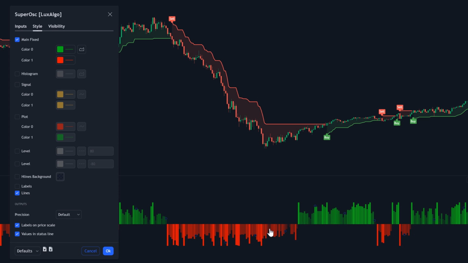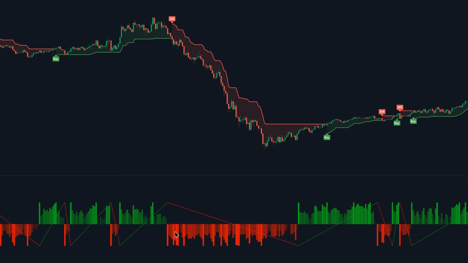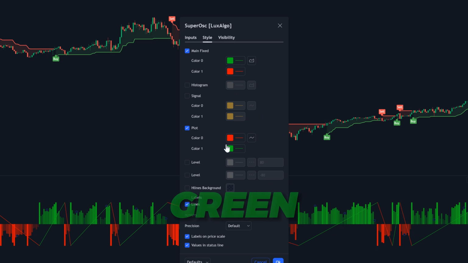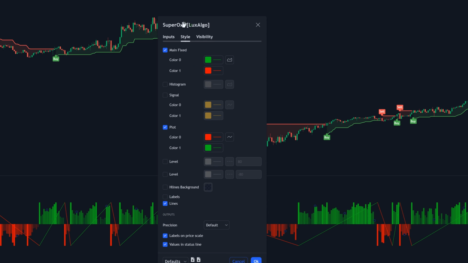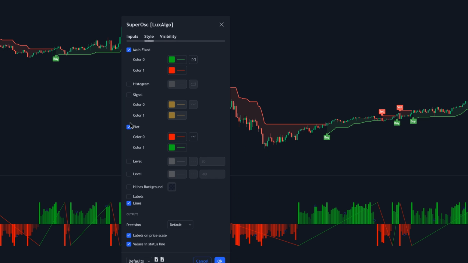Now, the second feature is this one called plot. This is basically a mirror of the main oscillator. As you can see, when the oscillator is colored red and under the zero level, this plot is going to be colored red. On the other hand, when the main oscillator is colored green and above the zero level, this plot is also going to be colored green. Since it serves the same purpose, we don't really need it, so we're just gonna go to the settings and disable it.